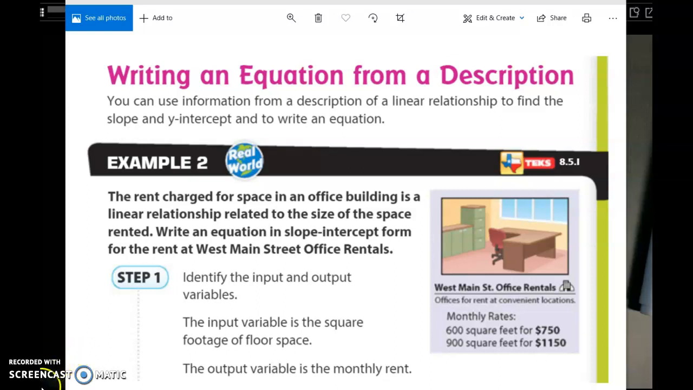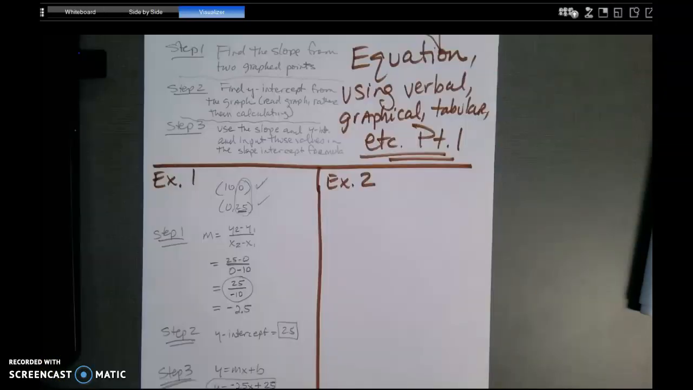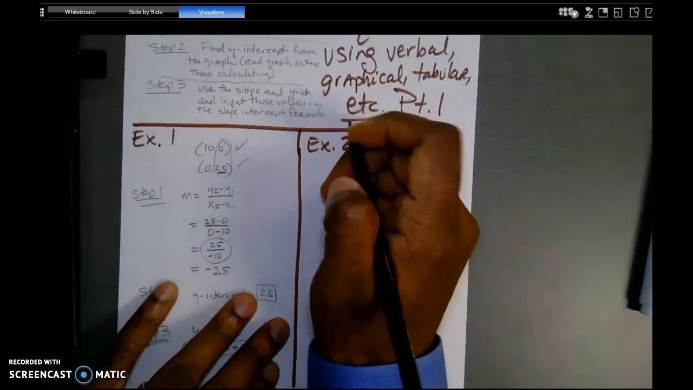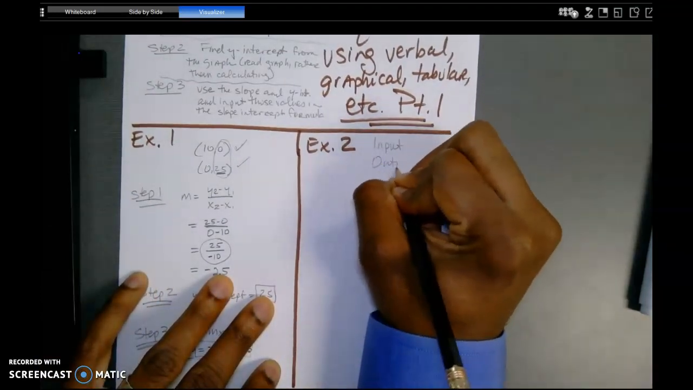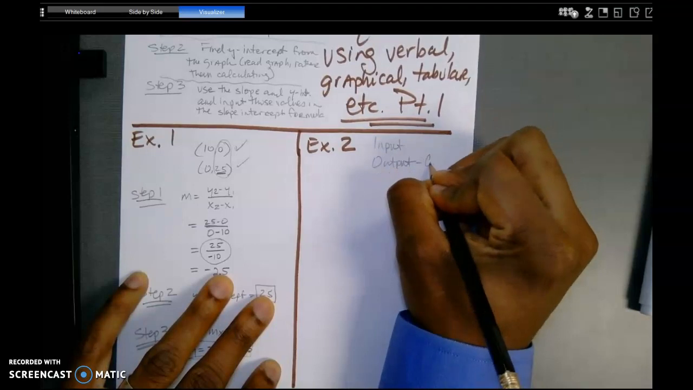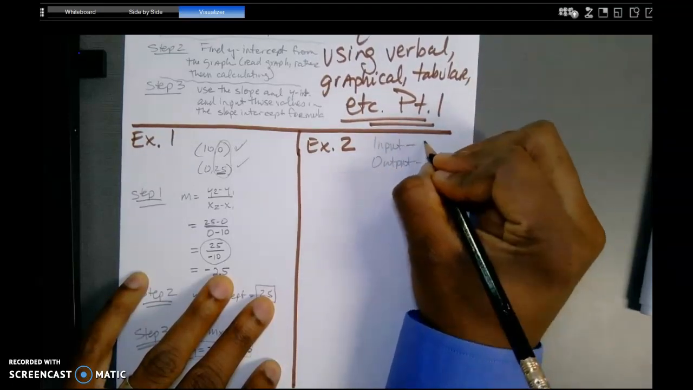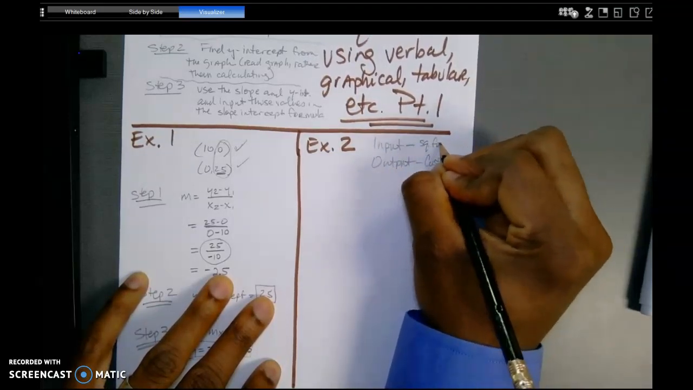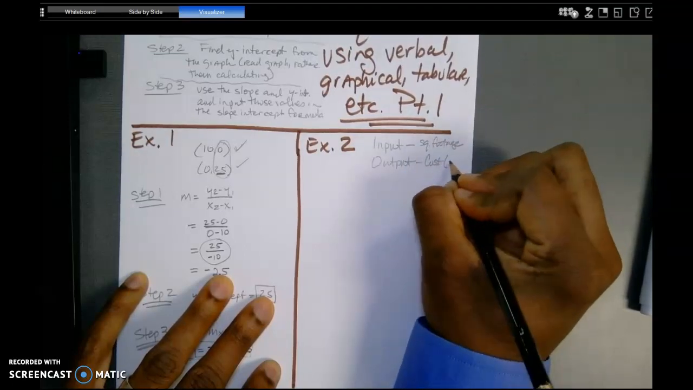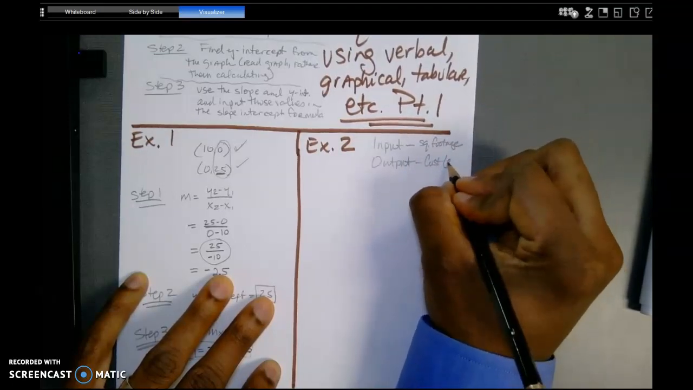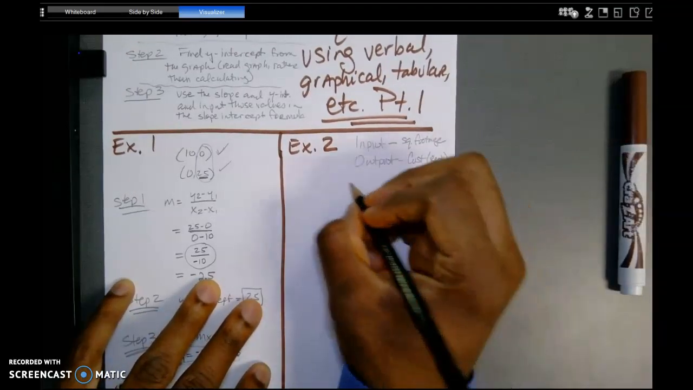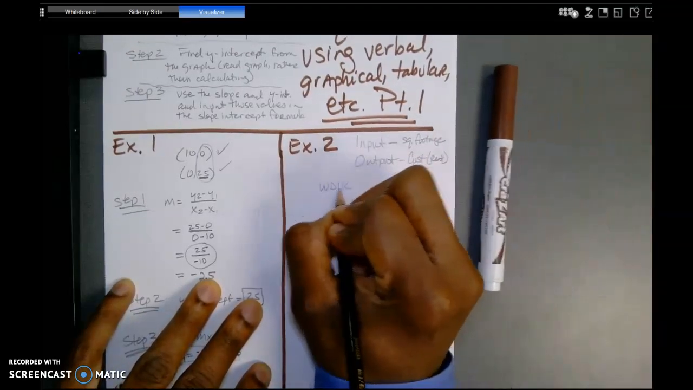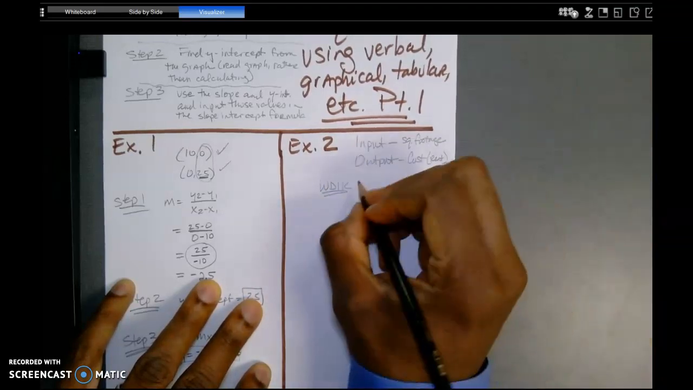Okay, so let's go ahead and go over to our paper. So again, we know that our input and output, cost and square footage, okay, that is our rent, also known as, okay. We know also the WDIK, what do I know?